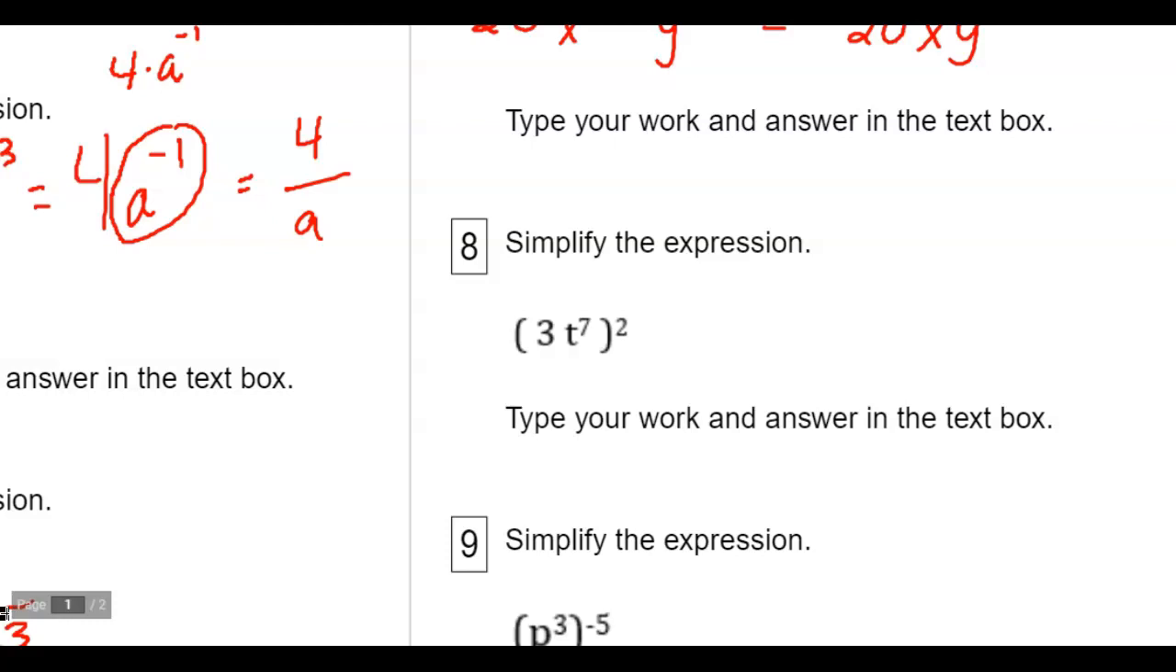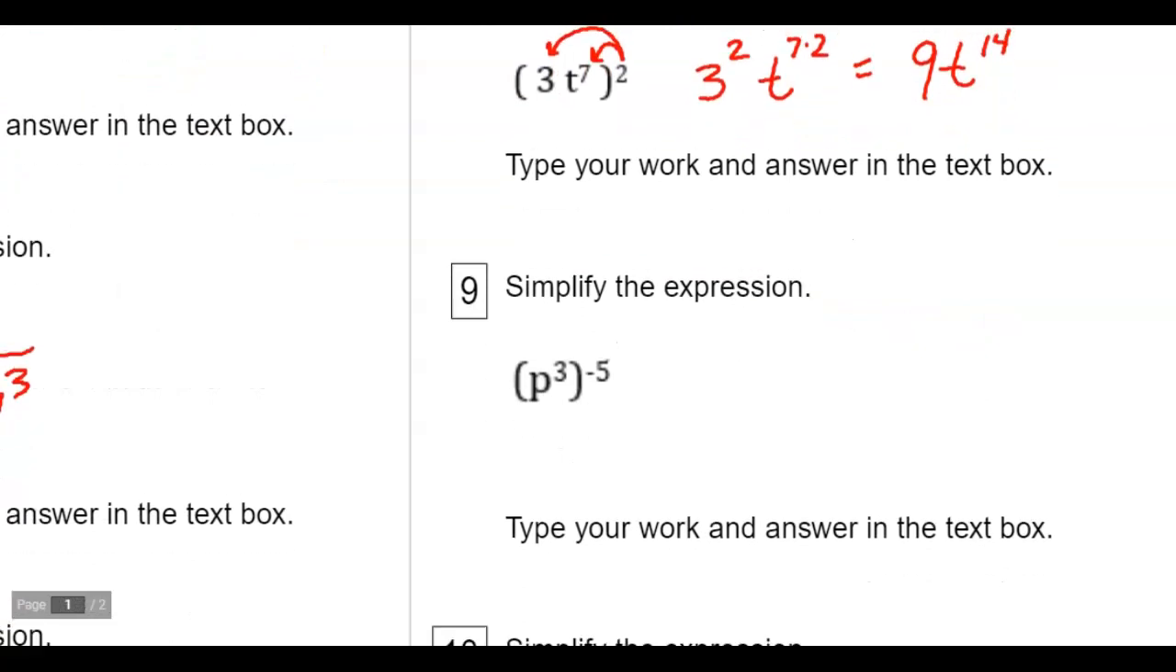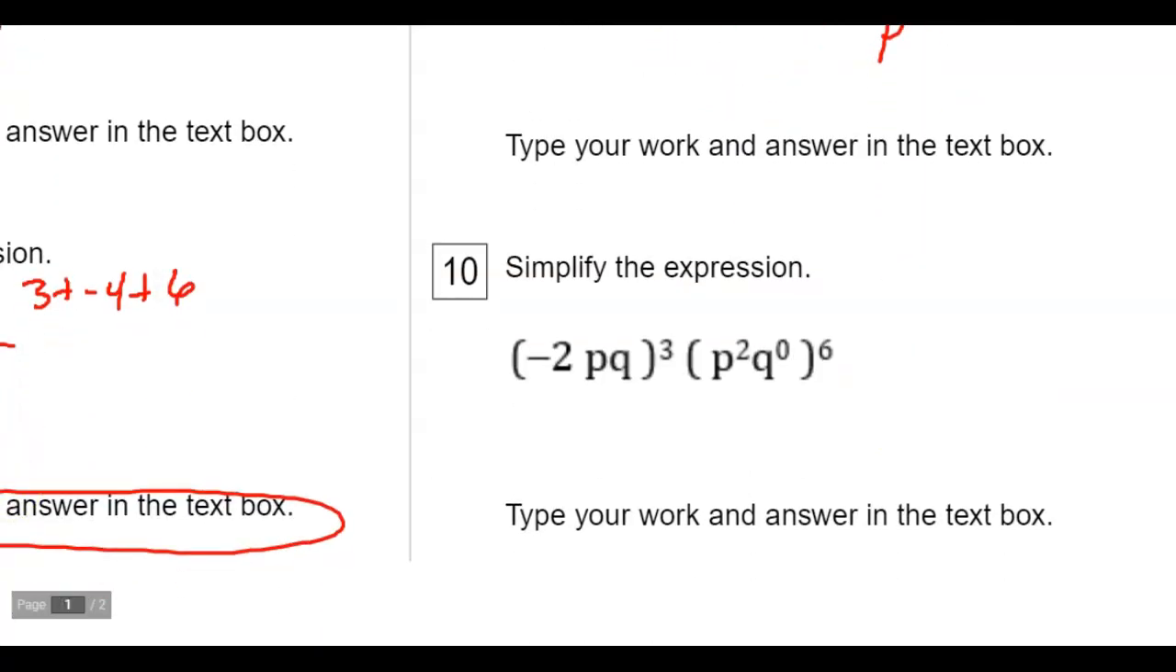Now we start doing our power to a power. So this multiplies in here. Now we're changing our rule. Your power to a power rule is finally when you multiply. So it's 3 squared and then t to the 7 times 2. So that equals 9 t to the 14th. Here, again, I do my power rule. I get p to the negative 15th initially, and then I move that to the bottom. Last one here.